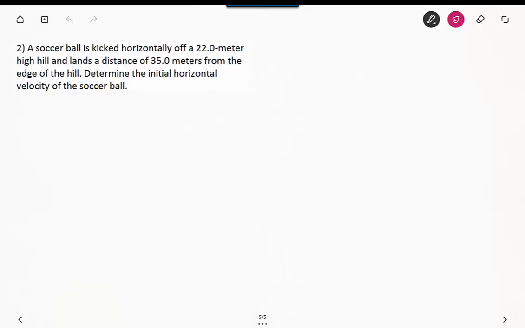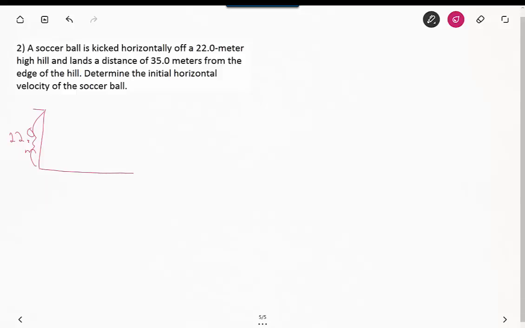Here we have a soccer ball that's kicked horizontally from a 22 meter high hill, and it lands a distance of 35 meters from the edge of the hill. You want to determine the initial horizontal velocity of the soccer ball. In this case, we know some different things than before, but we're still going to start the same way, with our hill, and we know that our hill is 22 meters. The reason it says 22.0 meters is because that gives us another significant digit that we can keep in our answer.